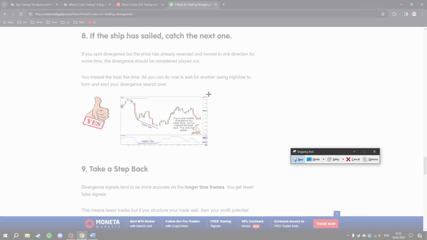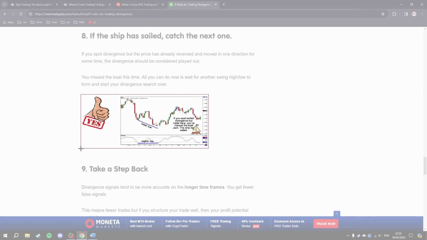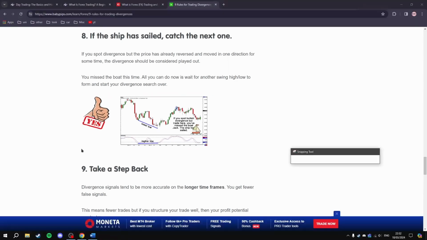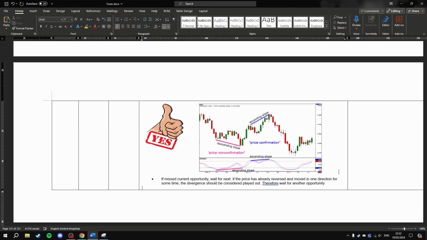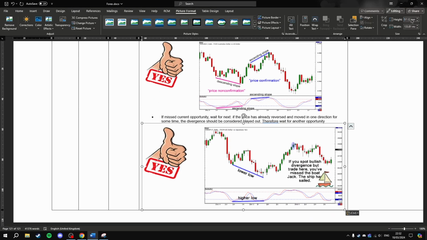Well, it's not technically a yes, but just don't. If you miss the opportunity, then don't try to get in late and cheese some profits. Basically, I think that's what it's meant to say.